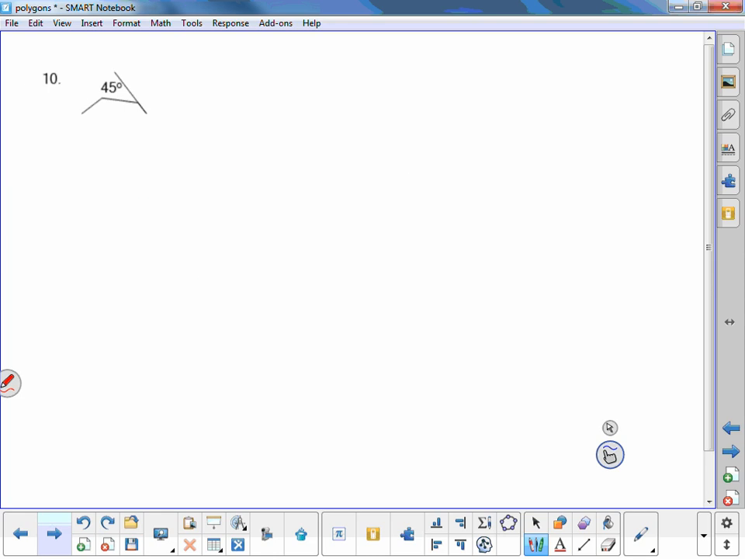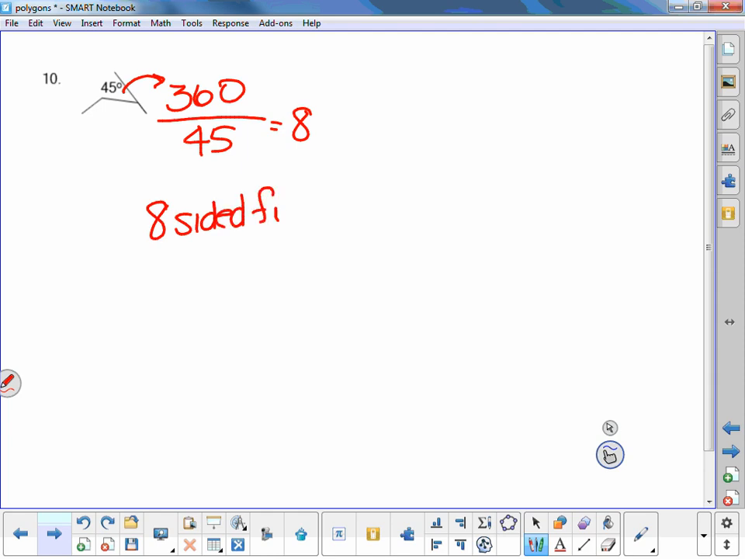Now, they gave me the exterior. I don't need to find it. Do I need to find the interior? No. Because the exterior is easier. Equation is easier. I know they all add up to 360 in the exterior. So I need to do 360 divided by my exterior angle. So 360 divided by 45 is equal to 8. So this is an 8-sided figure, or an octagon. Okay?